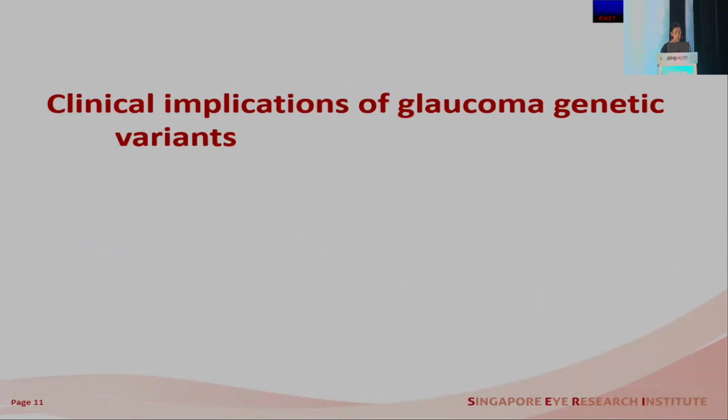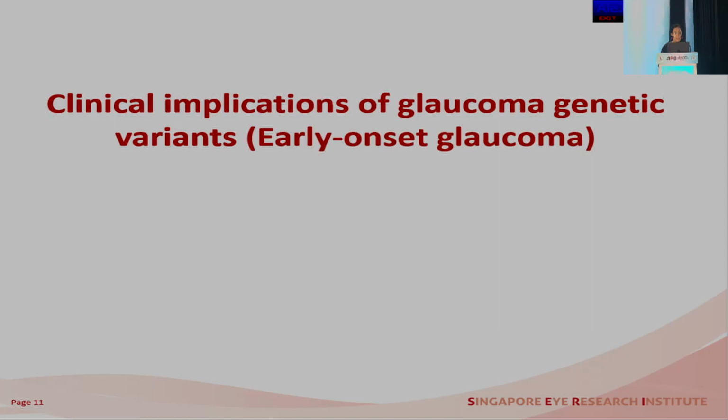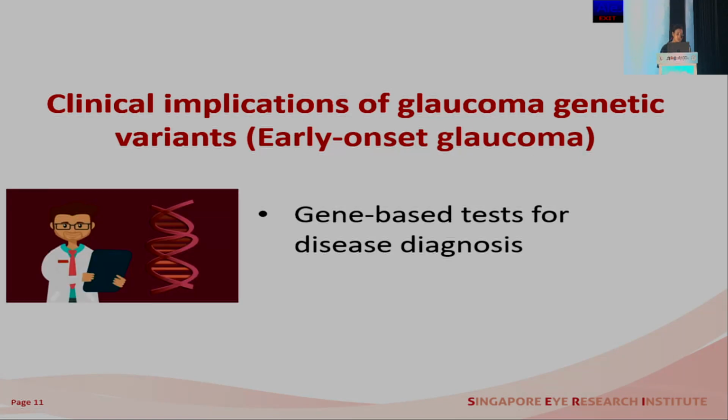So we know all these genes. What are the implications of these glaucoma genetic variants? Again, this is different for early onset and adult onset glaucoma. In early onset glaucoma, because these are single gene diseases, there are gene-based tests for diagnosis of disease.